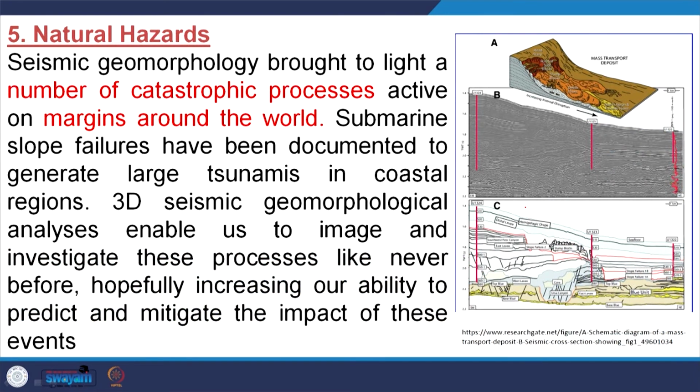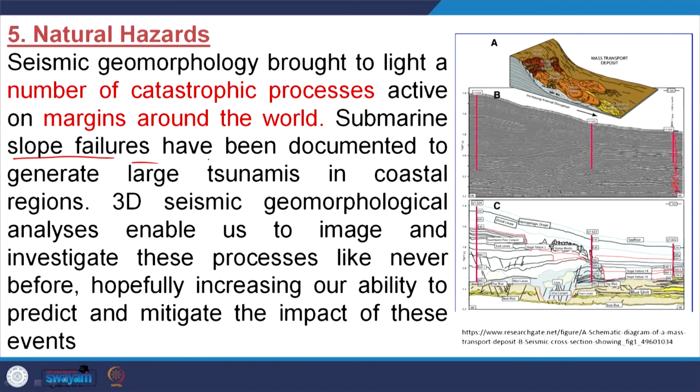And the most important one is natural hazard. Natural hazard means tsunami deposit. In the last class we talked about how, depending upon the reflection pattern, we can interpret what type of geomorphological process is involved. If you remember, we talked about the chaotic pattern. There is no proper orientation, no proper arrangement of a depositional system. That is the tsunami deposit, the catastrophic deposit, the landslide deposit.